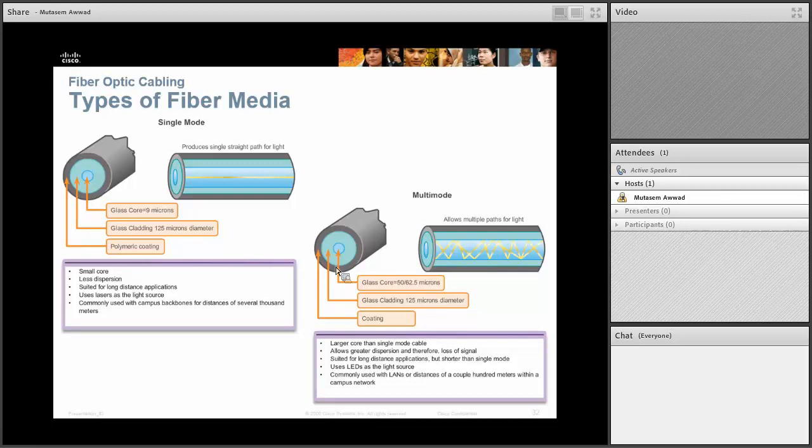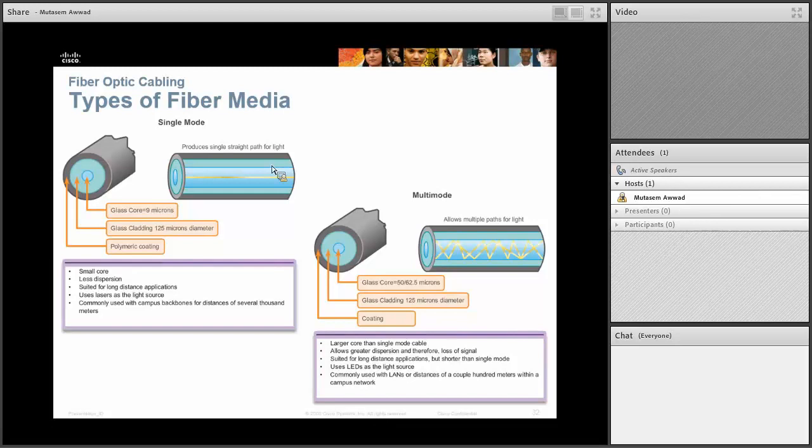Single mode means you're going to transmit one signal. So if you're trying to transmit one signal, that signal is going to take one path. And it's best to send that signal right in the middle of the core. Why? Because you don't want it to bounce up and down, because if it bounces, it will lose its energy. And if it loses energy, then it's not going to travel as far.